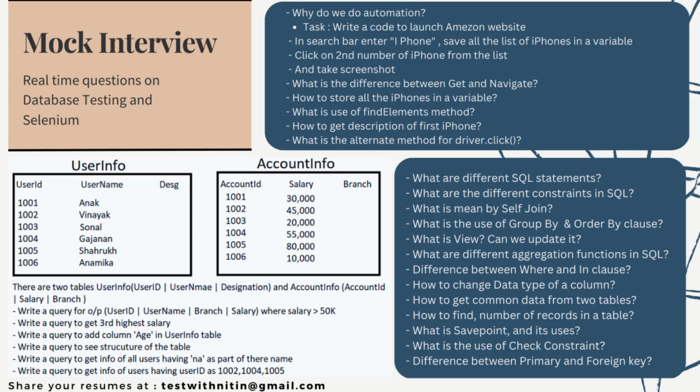Next is DCL, which is data control language. In that, there are commands like grant and revoke. Next is TCL, which is transaction control language, where we use commands like commit, savepoint, and rollback. Okay. What is the use of savepoint?